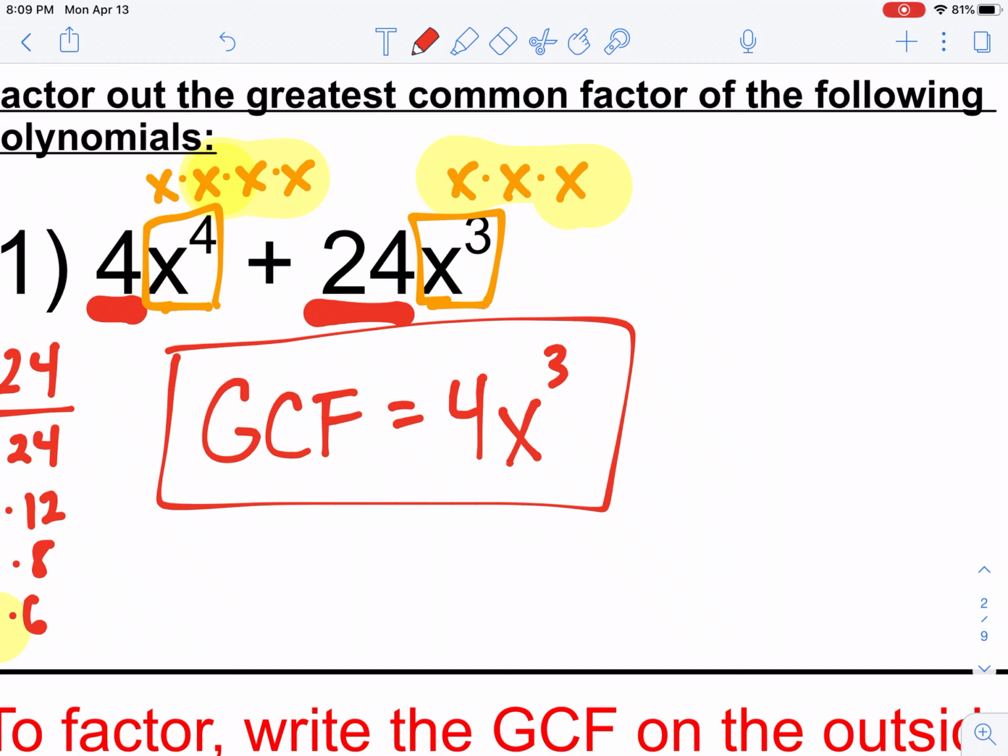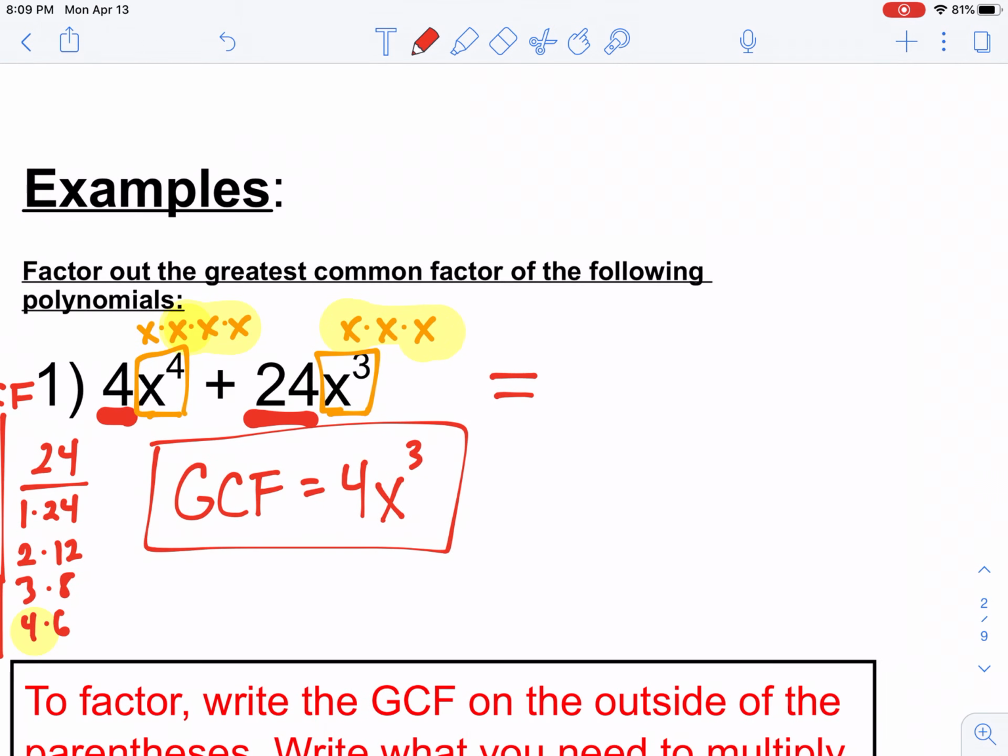Okay? So what you do is you rewrite this expression as the GCF on the outside, and then you put parentheses, and then you figure out what you need to write on the inside of the parentheses to get back your original equation. So basically, okay, my original equation is 4x to the 4th power, and I have 4x to the 3rd power out here. So that means I need an x to the 1st to go there, because if we were to distribute this back, it would give us our original thing back, 4x to the 4th power.